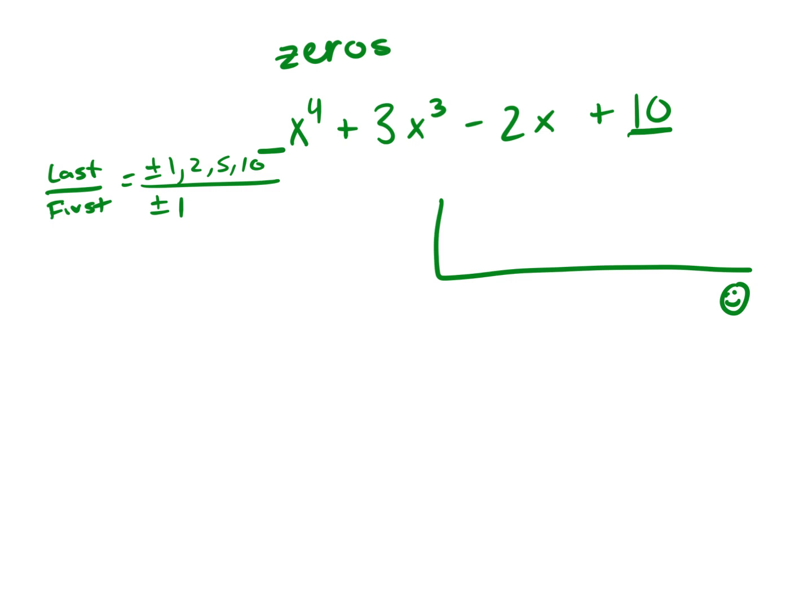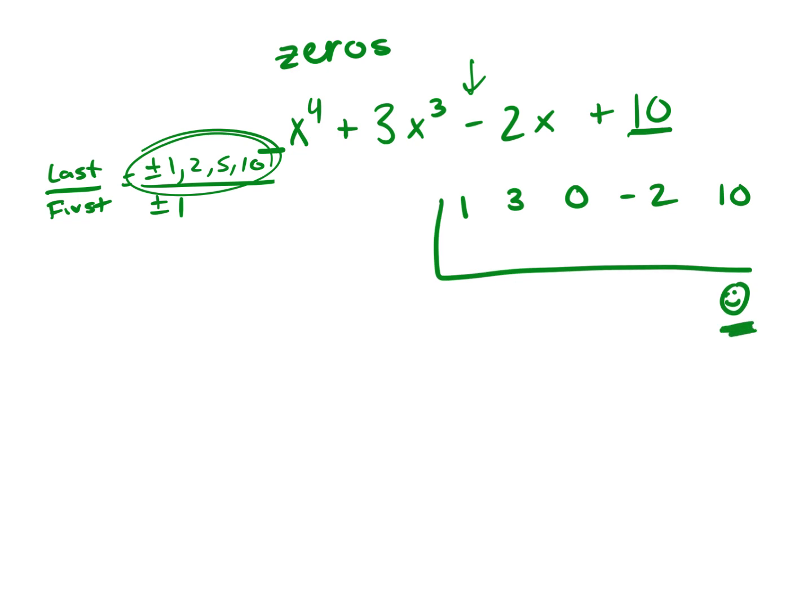So inside the box, we'd put 1, 3. We're missing an x squared. So 0, negative 2, and 10. I doubt that this works out because I made up the numbers. But you would try any one of these values. So we could try positive 1, negative 1, positive 2, negative 2. Use synthetic division. Whatever gives you 0 would be a factor of your polynomial.